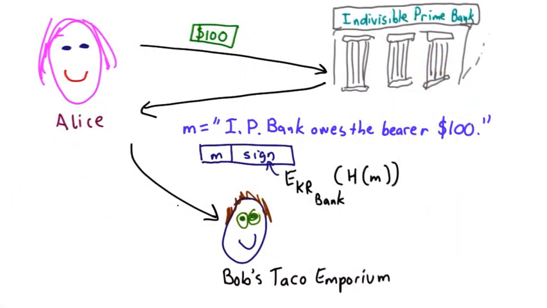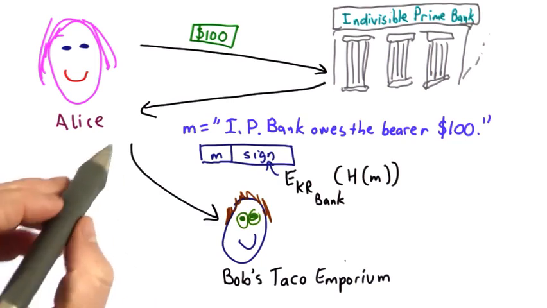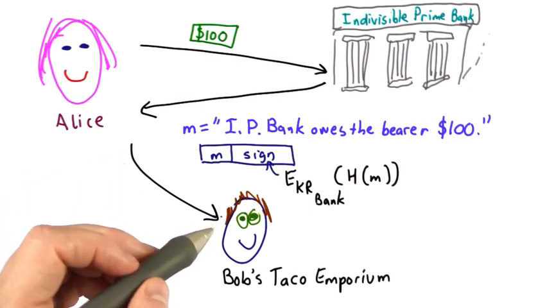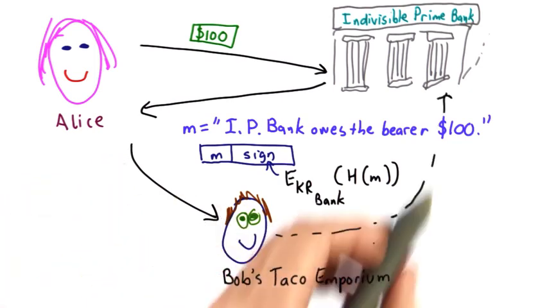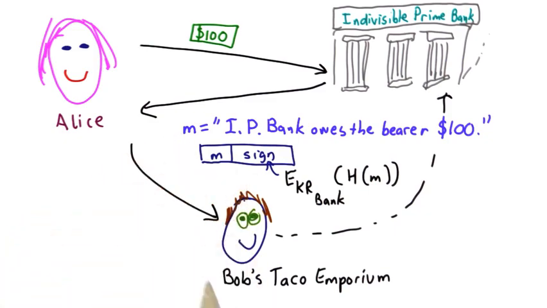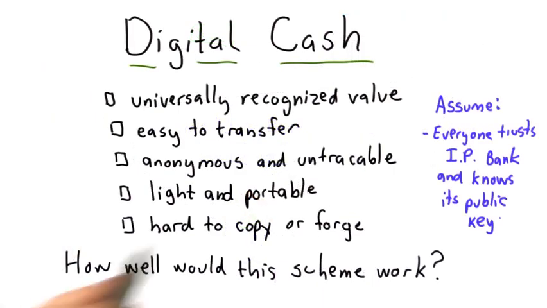Now Alice could spend the currency. She could buy some tacos from Bob's Taco Emporium, give him the currency, pretty expensive tacos, and Bob could take the note, this signed message from the bank, and give it to the bank and ask the bank to deposit it into his account. So now the question is, how well would this scheme that I've described work?